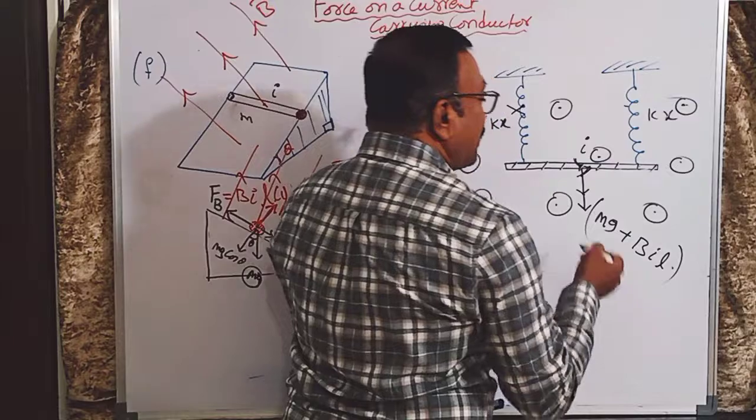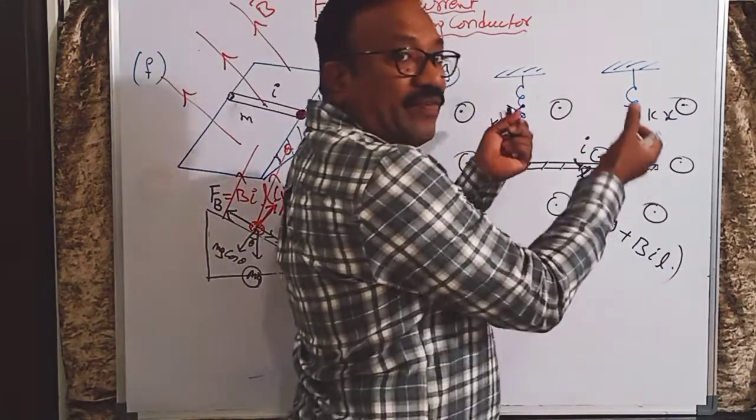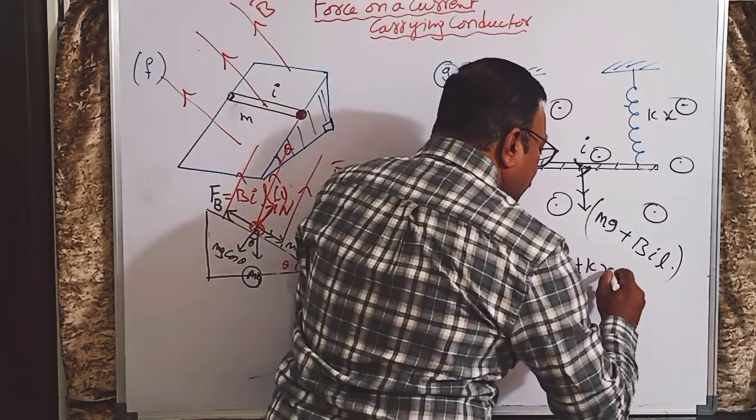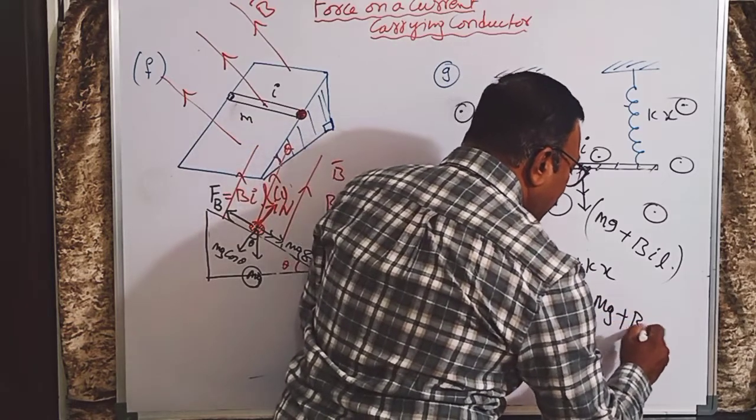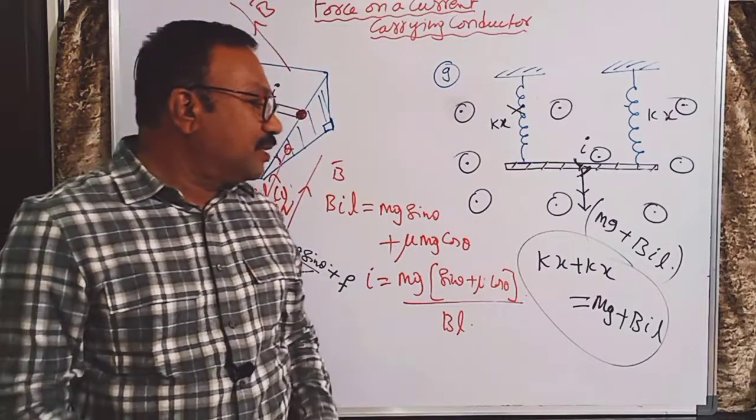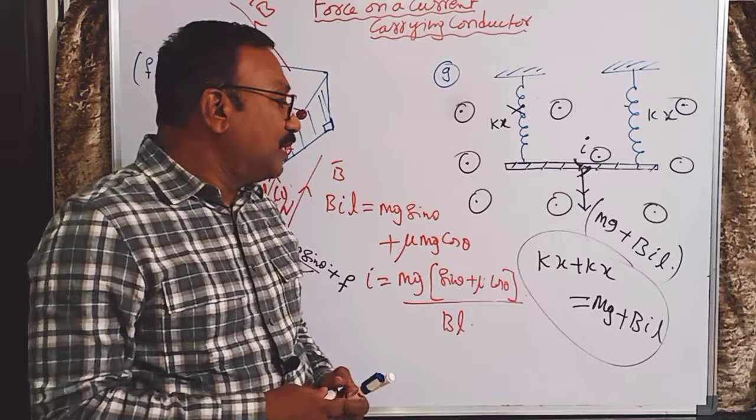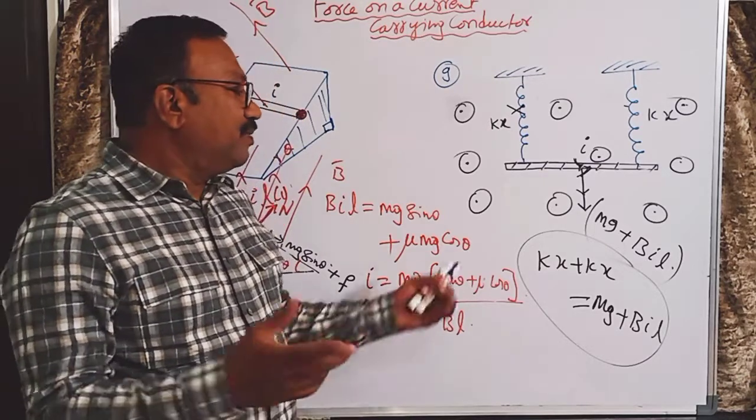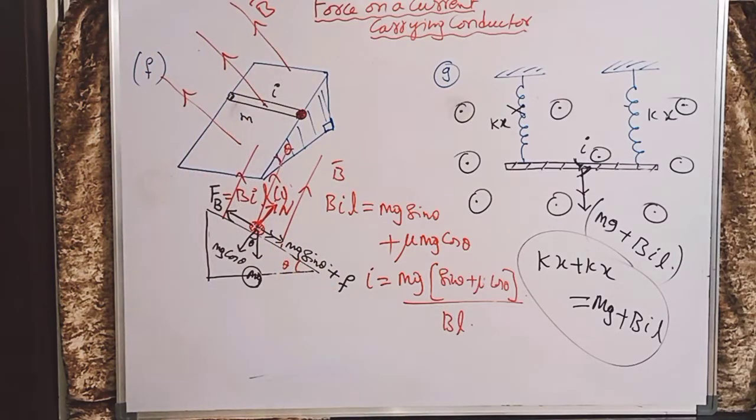Now these forces will cause elongation in the spring. The restoring force developed in the springs will be Kx plus Kx, and that must be equal to mg plus BIL. So 2 times Kx is equal to mg plus BIL, and therefore x is equal to mg plus BIL divided by 2K. Then that will give the elongation in the spring. Take down, this is another situation.